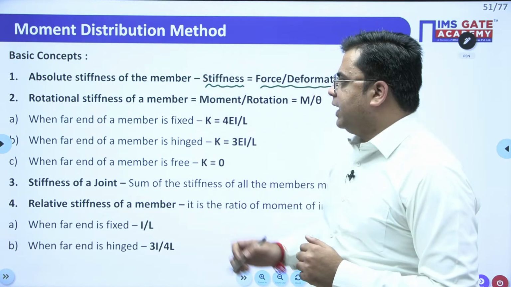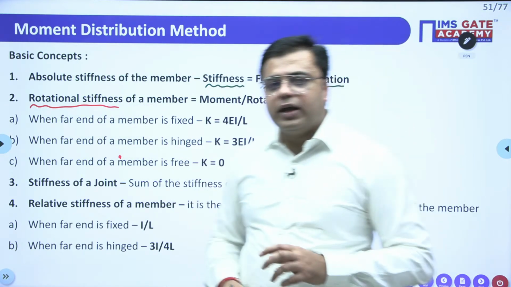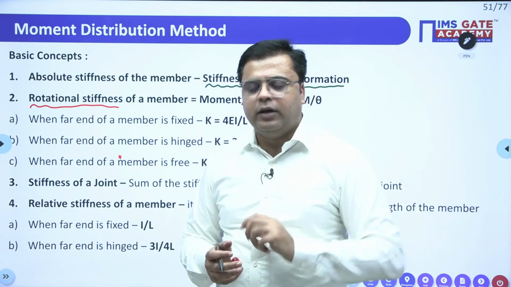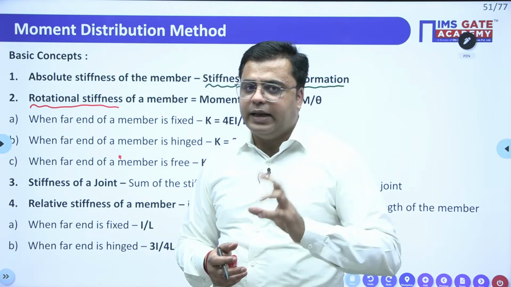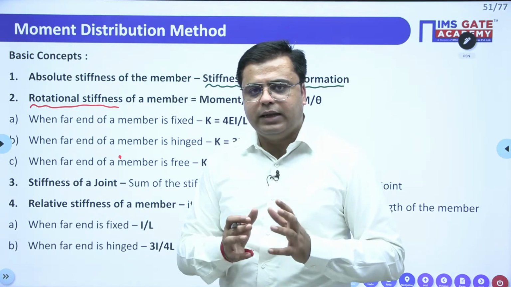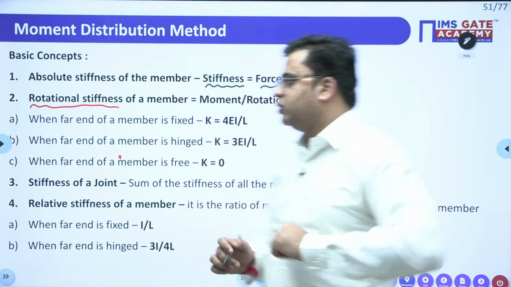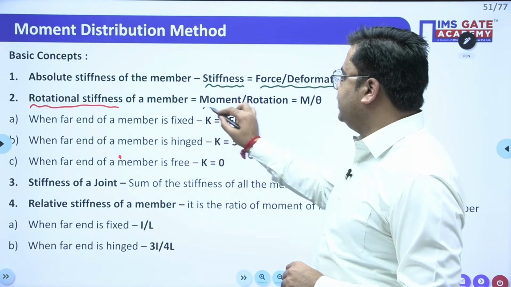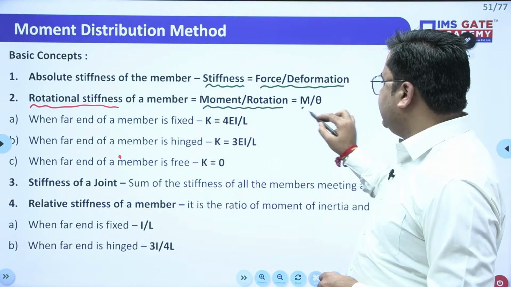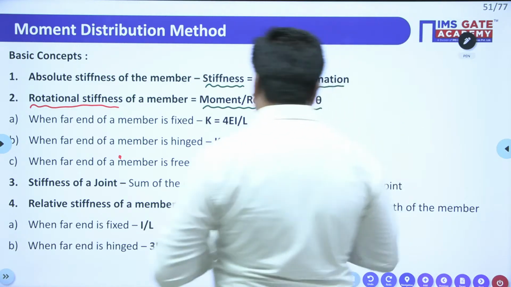right? Second is the rotational stiffness. If I talk about rotational stiffness, I am talking about rotational movement, the rotational deformation. For this rotational deformation, I need to apply a moment. So rotational stiffness is the amount of moment required for unit rotation, which is given by M by theta. Next is when your far end is fixed.